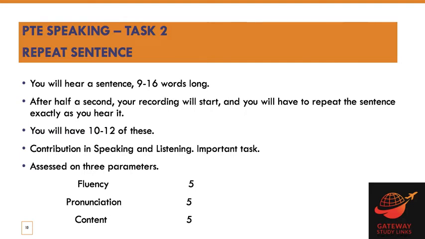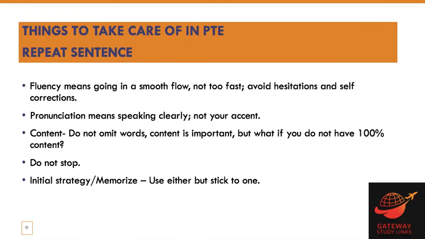Contribution in speaking and listening, important task. Well, it is also important. Assessed on 3 parameters which we discussed already: fluency, pronunciation, and the content for sure. Things to take care of in PTE repeat sentence. Fluency means going in a smooth flow, not too fast, avoid hesitations and self-corrections, the same which we did already.